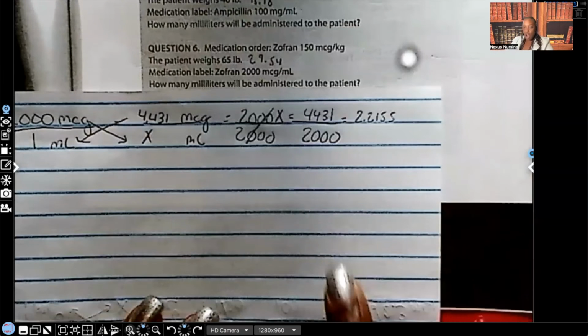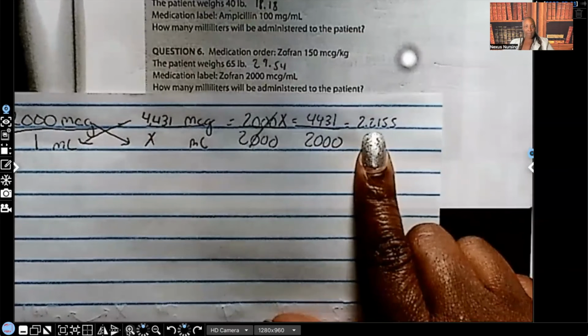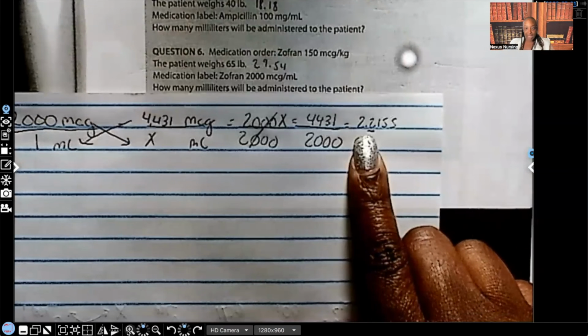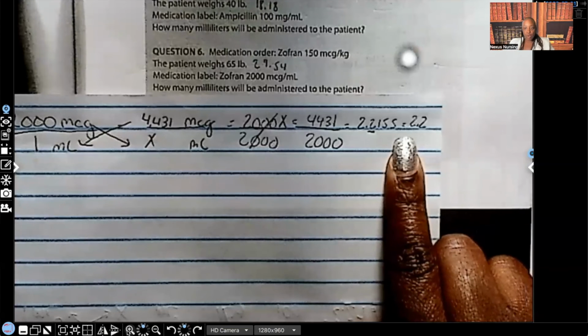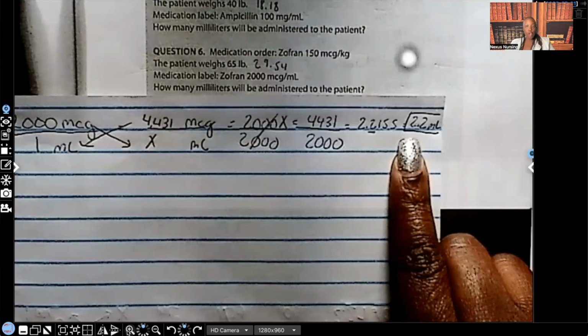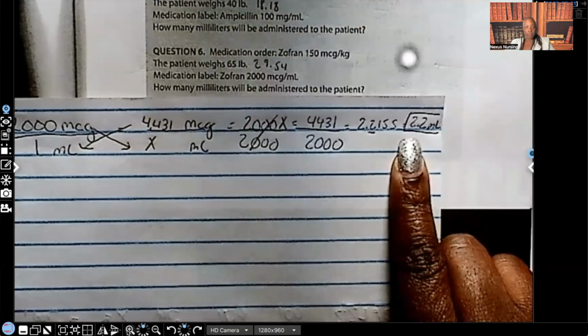2.2155. Are we done? No, we're not done, because remember, if your answer is more than 1, you're going to round to the tenths. And this obviously 2 is more than 1, right? So that 2.2155, what does that turn into? It turns into 2.2. 2.2 what? What are we solving for? Remember our X, we're solving for milliliters. So our answer is 2.2 ml. That's what we're solving for, 2.2 ml.